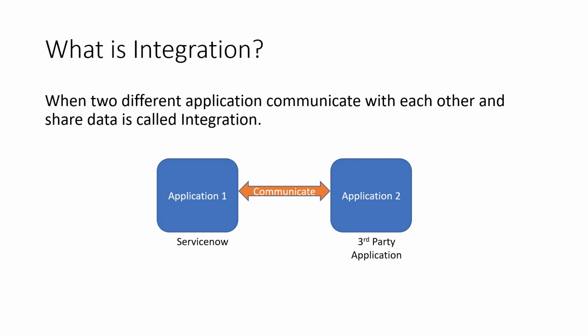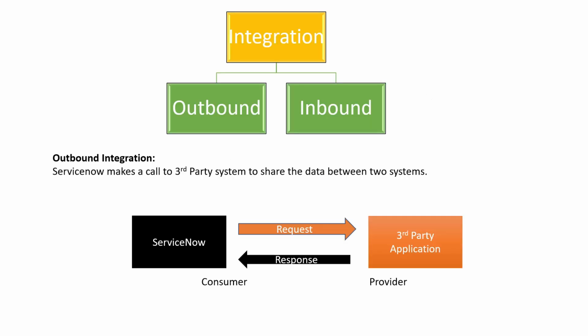So on our ServiceNow side, application one is communicating with application two. That is, ServiceNow is ready to communicate with third party applications. That communication with each other is called integration. Okay, so now we see there are two kinds of integrations: one is outbound integration and the other is inbound integration.